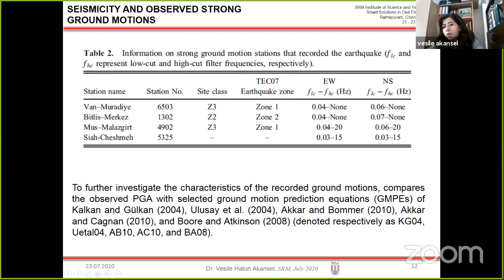And these are the four close and known stations for the earthquake, with this Merkez, or the center, let's say, Muş, Malazgirt, and Siyah Çeşme. This is in Iran, okay? And the site class for the stations was observed as Z3, Z2, and Z3. This study is done according to the previous earthquake code that we have, from 2007. And according to the previous zonation map, we have the zonation maps for the earthquake regions.